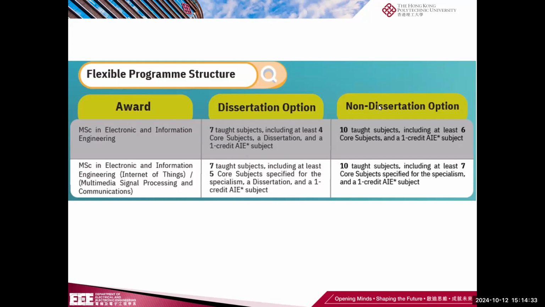I will try to repeat again. One dissertation is 9 credits, which means 3 subjects, equivalent. Of course, if you select the specialism, you can see the different requirement. You can see it is also 7, but the core subjects actually increase to 5. So this one is long dissertation, 7 with 5 core subjects. You may ask me what the core subjects are. Very soon I will show you this information.